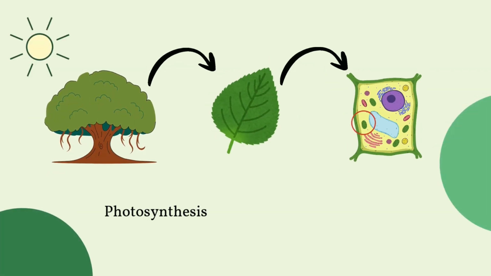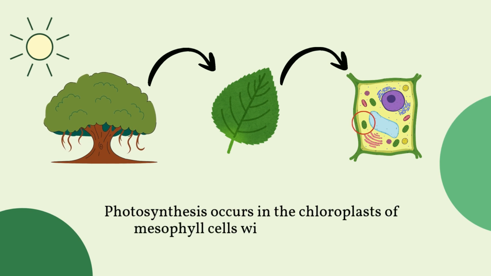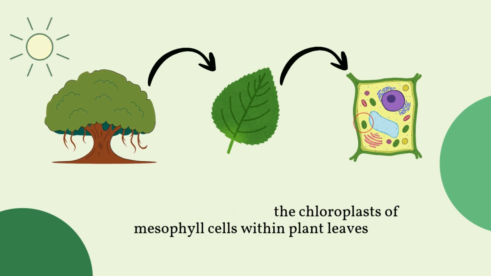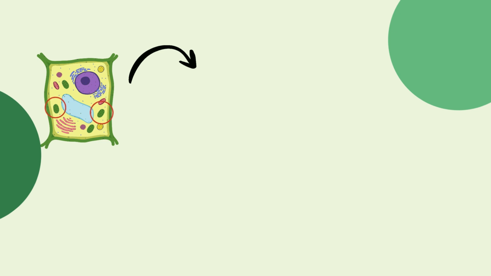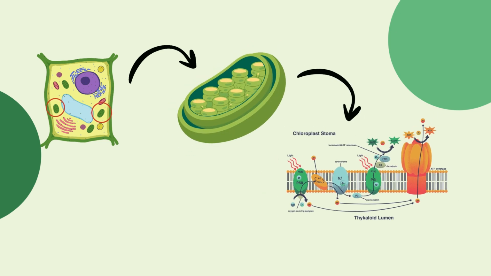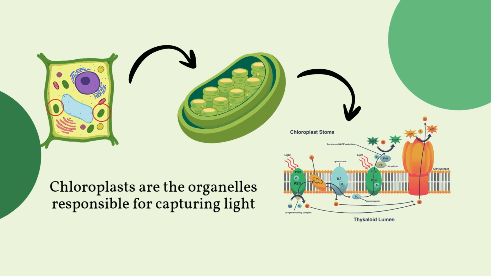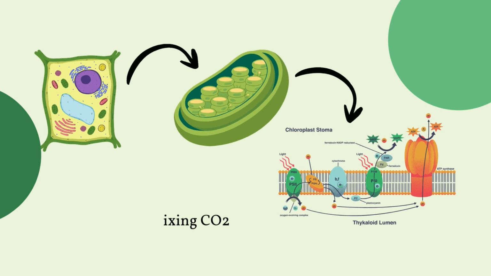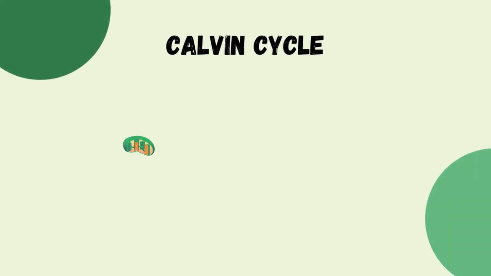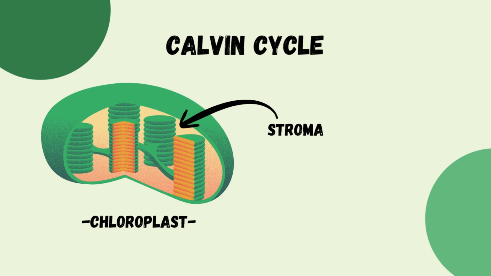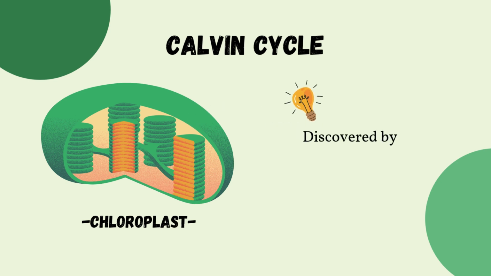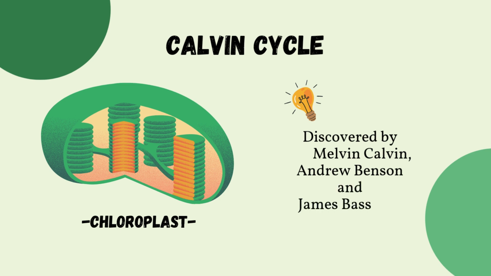Photosynthesis takes place in the chloroplasts of mesophyll cells within plant leaves. Chloroplasts are specialized organelles that capture light energy and fix carbon dioxide for glucose production. Calvin cycle. This cycle occurs in the stroma of the chloroplast and was discovered in the late 1940s by Melvin Calvin, Andrew Benson, and James Bassham.